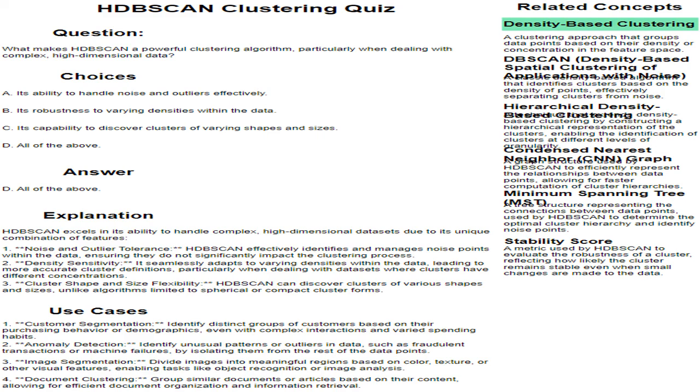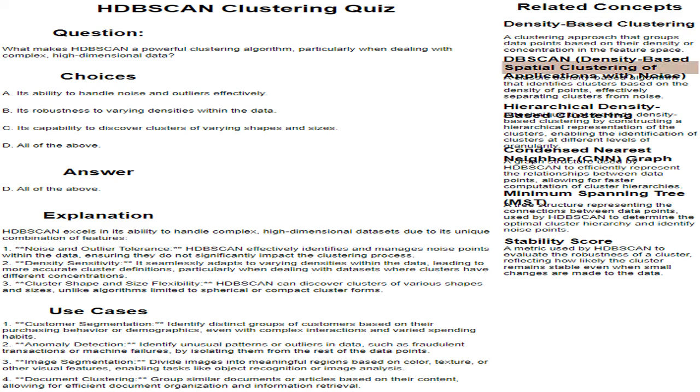Density-based clustering is a clustering approach that groups data points based on their density or concentration in a feature space. It identifies clusters as regions of high density separated by areas of low density. This approach is well suited for datasets with complex structures, including clusters of varying shapes and sizes. Consider a dataset of customer purchasing data. A density-based clustering algorithm could identify clusters of customers with similar purchasing patterns, even if these patterns are not perfectly spherical or compact. This would enable a company to target its marketing efforts more effectively.